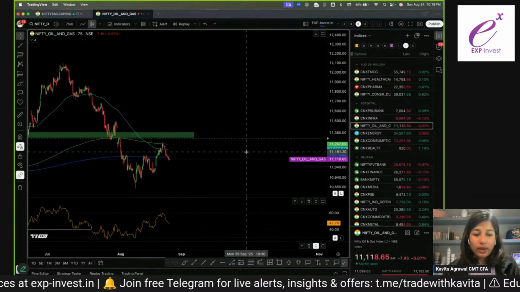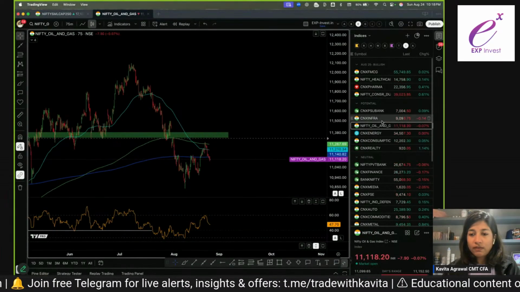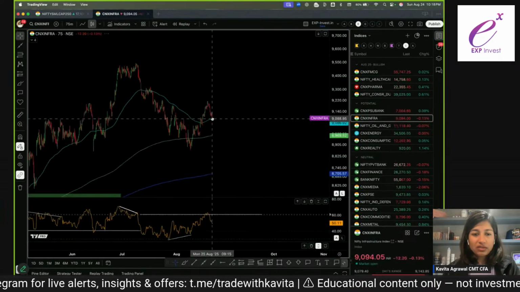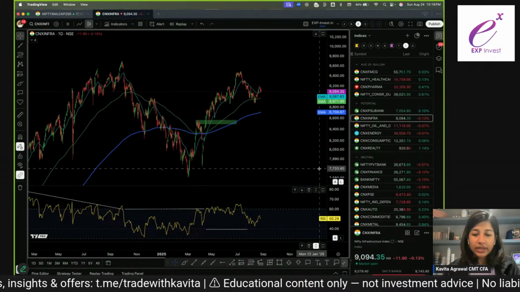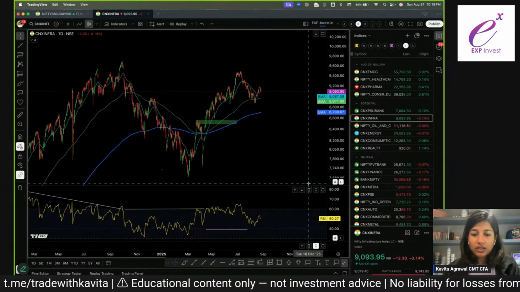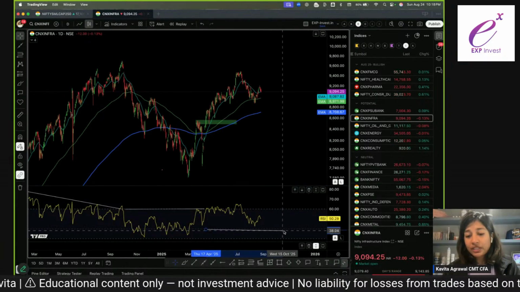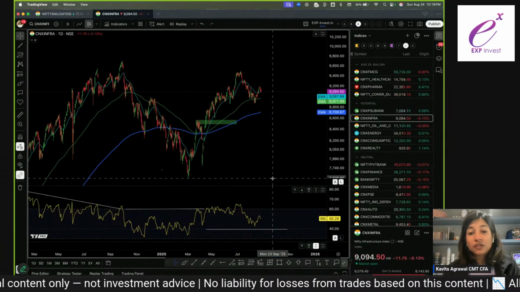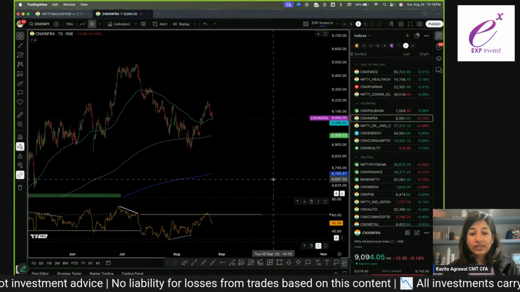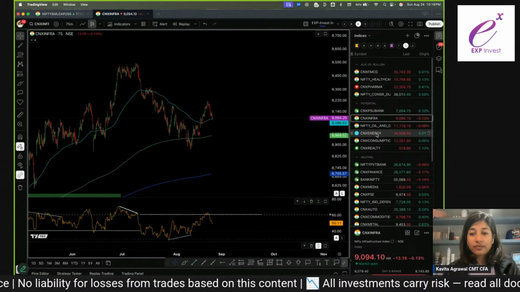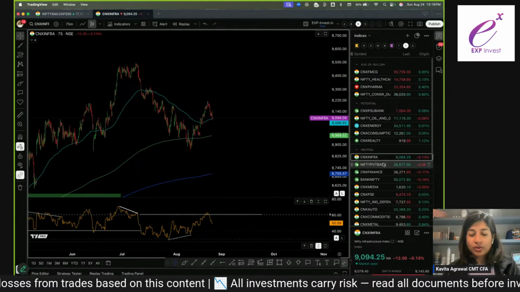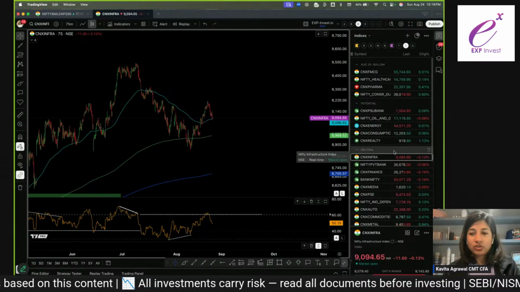What about oil and gas? Infra no longer looks like it has potential, because, okay, it does have potential because on the daily it's still in the positive range. 75-minute, however, is suggesting continued correction. So I think I'm going to move it to neutral because in the short term I'm not going to pay attention to infra stocks anymore.